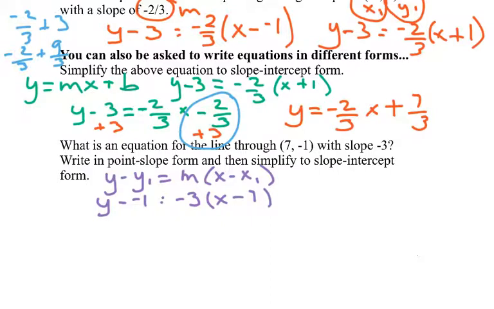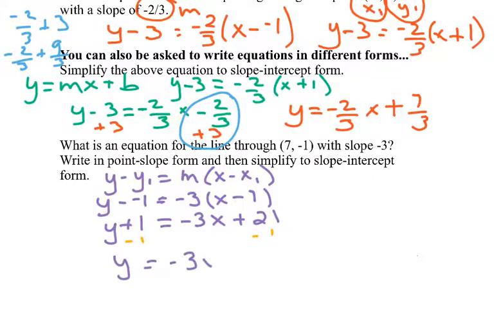It says to simplify it to slope-intercept form, so we are going to keep going here. Subtracting a negative is the same as adding. We're going to distribute that negative 3, so we get negative 3x plus 21. And now to get y by itself, all we have to do is subtract 1, and we get the equation y equals negative 3x plus 20.